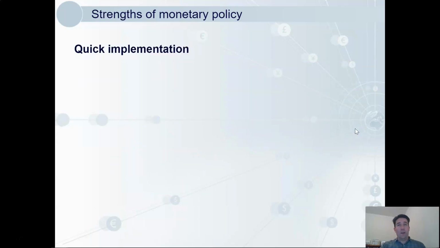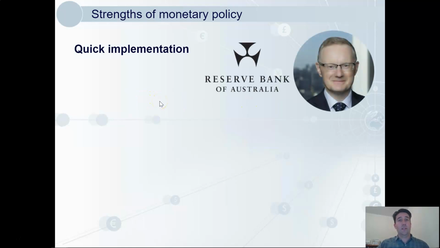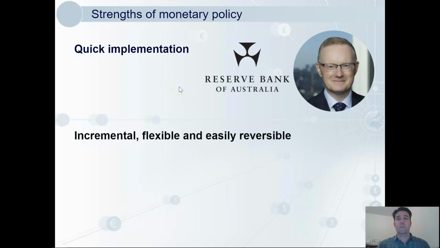We'll look at some evaluation points now. A strength of monetary policy is its quick implementation. The Reserve Bank of Australia meet regularly on the first Tuesday each month, and this here is the Governor of the Reserve Bank of Australia, Philip Lowe. And when the central bank changes the interest rate, the commercial banks will often start passing that on to customers straight away on that same day.